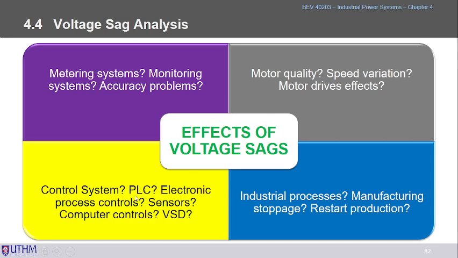Then if you have a PLC, it will operate wrongly, because the PLC is one of the voltage sensitive devices. So it depends on how sensitive your devices are to the voltage. The more sensitive your devices are to the voltage, the higher the impact, right?